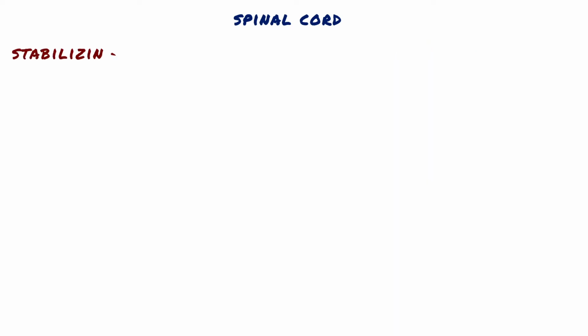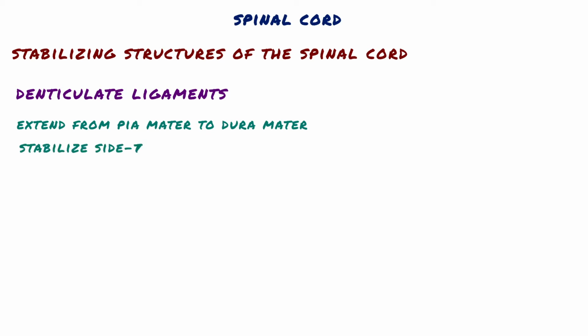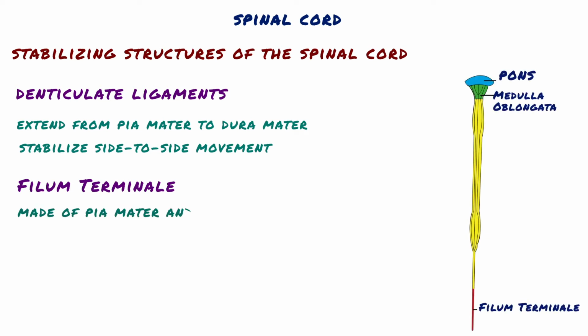There are some stabilizing structures of the spinal cord. One of them is denticulate ligaments. Denticulate ligaments are paired and they extend from pia mater to dura mater, thus stabilize side-to-side movement. Another one is filum terminale, which is made of pia mater and attaches to the coccyx inferiorly.